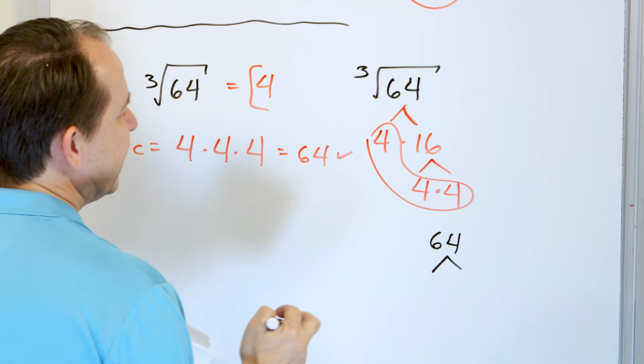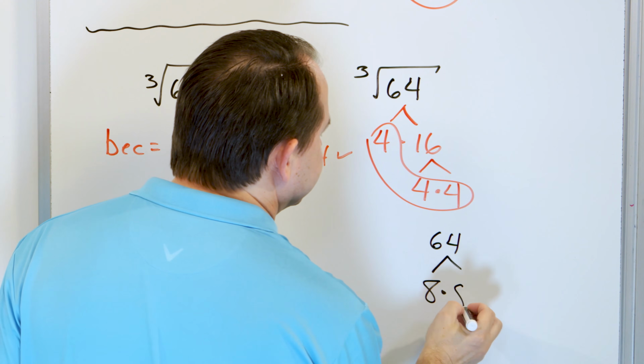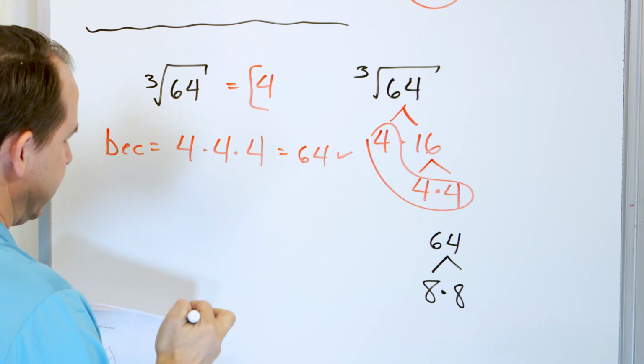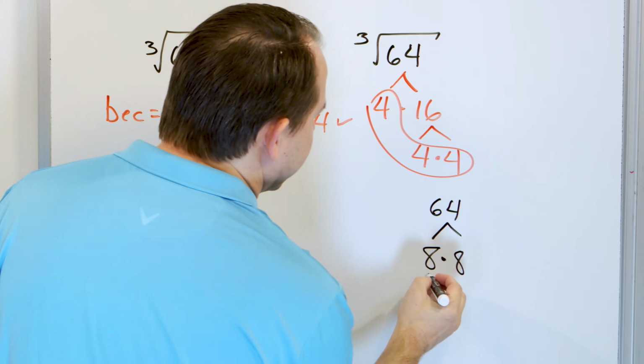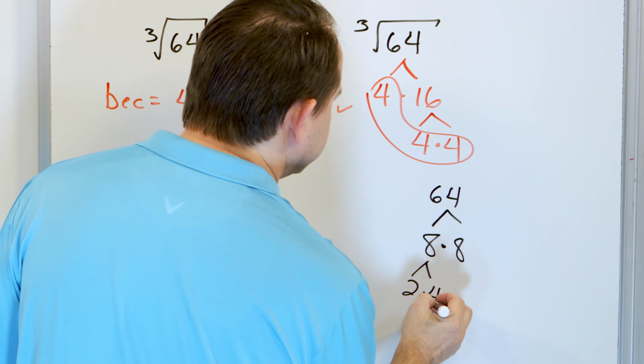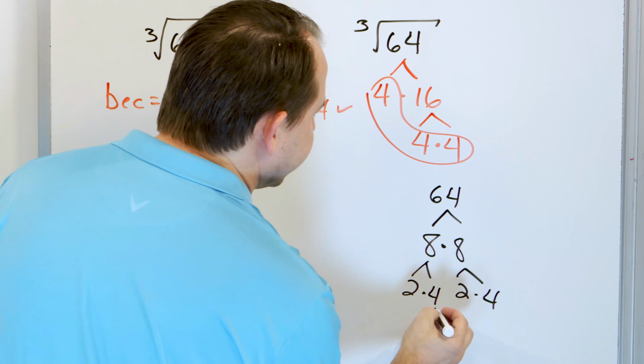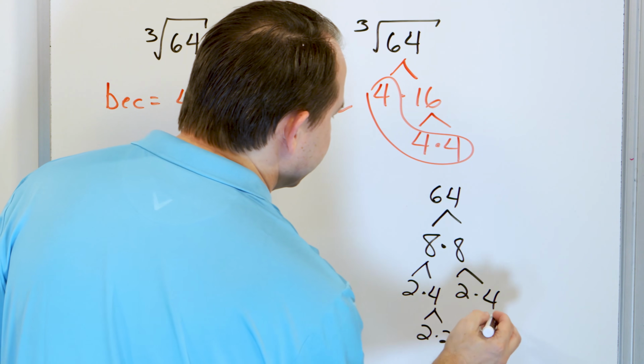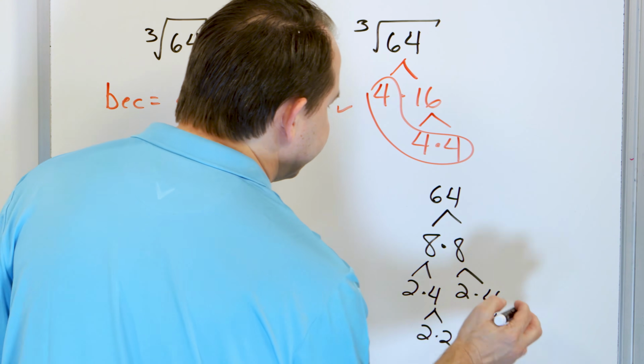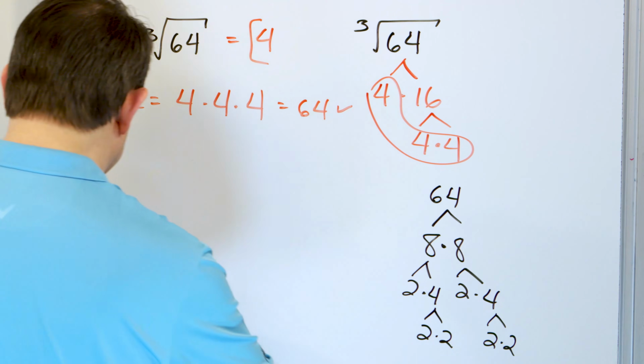Instead of this, let's go the other way and say 8 times 8 is 64. Now, I don't have a triplet here. So what I do is I can say, well, this is 2 times 4, and this is 2 times 4. I don't see any triplets, so I can just keep on going. The 4 can be broken down into 2 times 2, and this 4 can be broken down into 2 times 2. And now I have prime numbers all at the bottom.